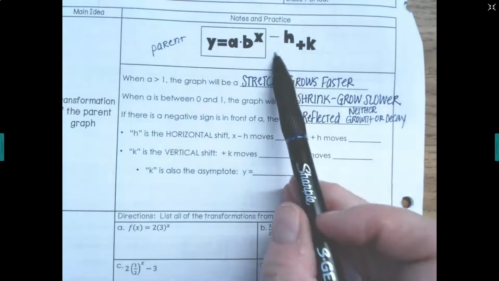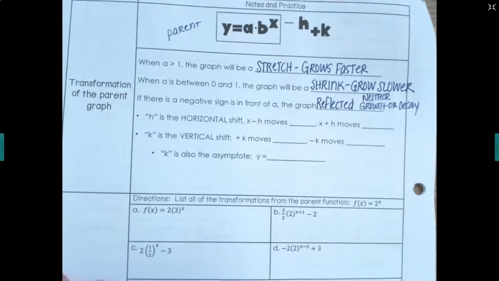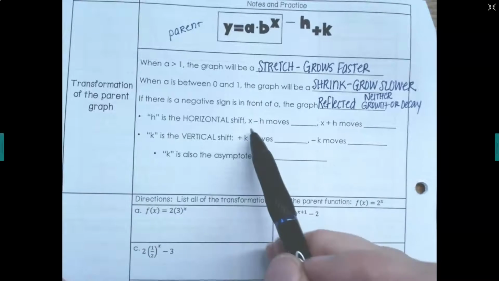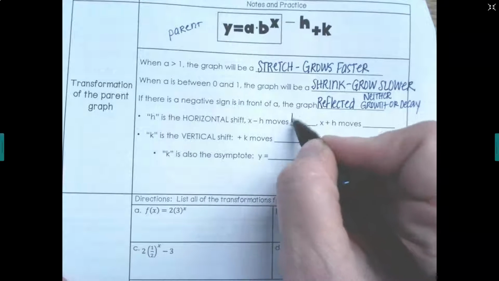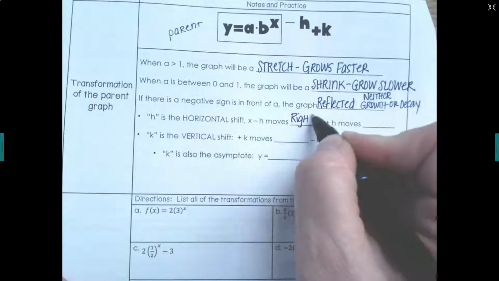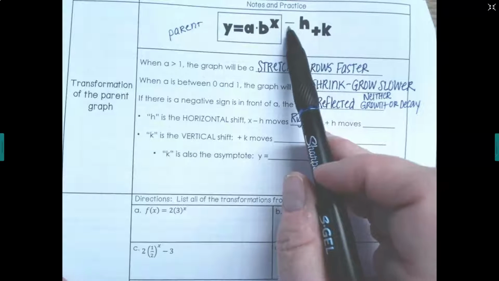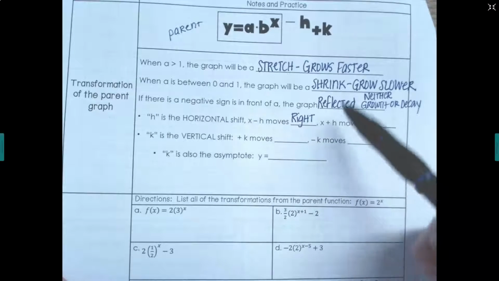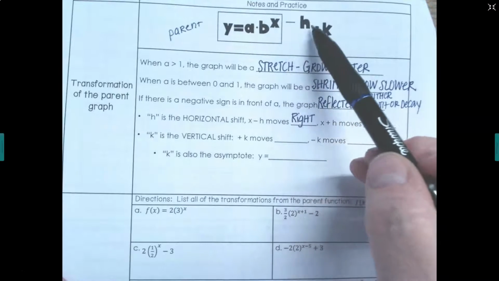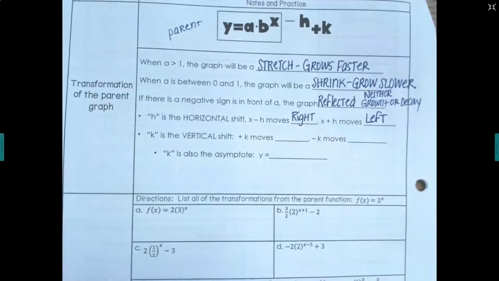Okay, your h value. Think back to quadratics. We had an h and a k when we talked about our quadratics in vertex form. If you have x minus h in your exponent, that means your graph is actually going to move to the right, because if there's a minus there, it was minusing a positive number. If it's x plus h, it would have been x minus a negative number, so the graph is going to move to the left, just like in our quadratics.